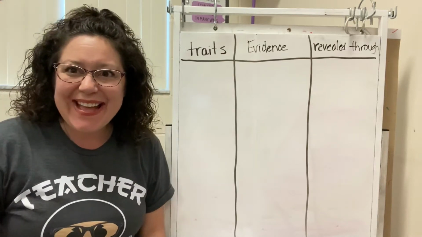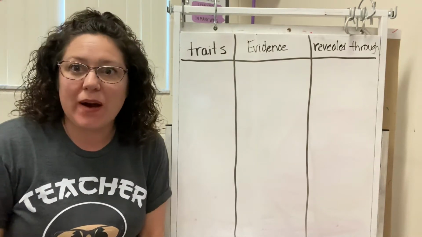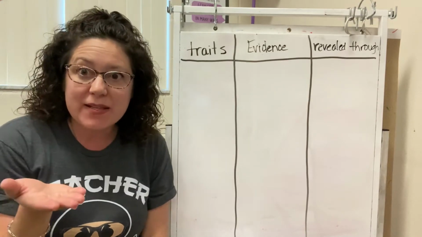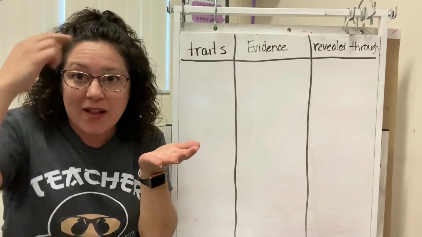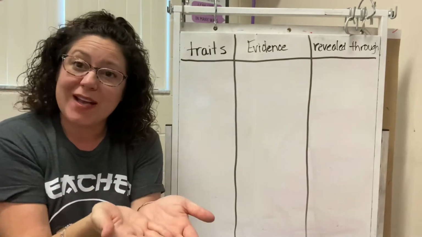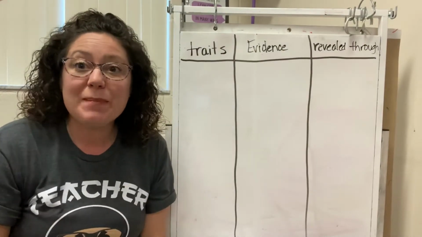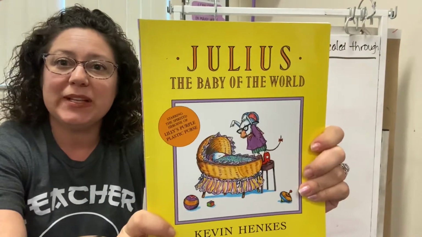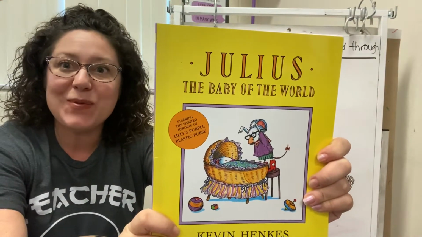Happy Wednesday! Today we're going to review our inferencing strategy. And remember, that's when we put together clues in the text and what we know in our background knowledge, our filing cabinet. We go through our files, we put them together, and we come up with an answer. So we're going to be inferencing today with our Making Meaning story, Julius, the Baby of the World.